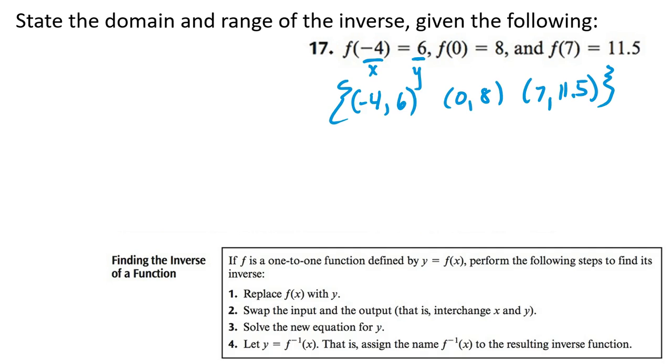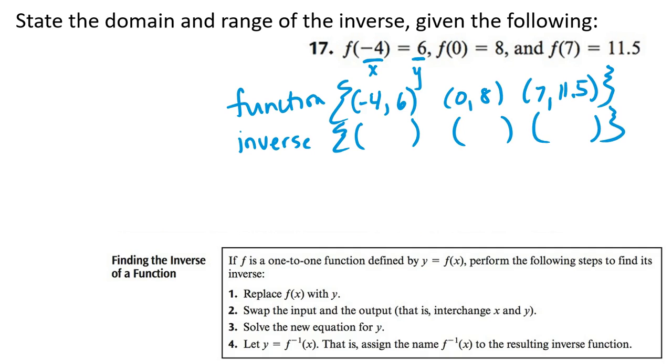So I'm given 3 points. This is my function. I want to get my inverse. So for my inverse, I just swap the x and the y.